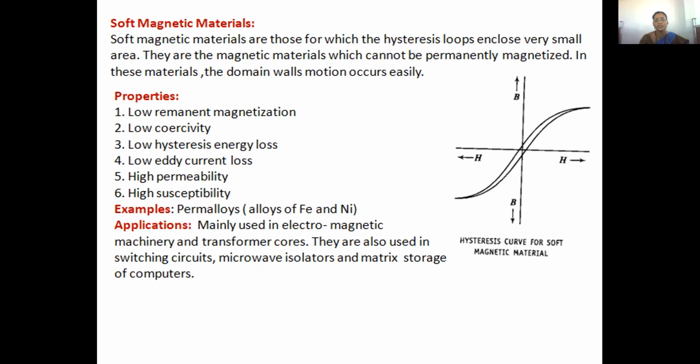Examples: permalloys, alloys of iron and nickel. Applications: mainly used in electromagnetic machinery and transformer cores. They are also used in switching circuits, microwave isolators, and matrix storage of computers.